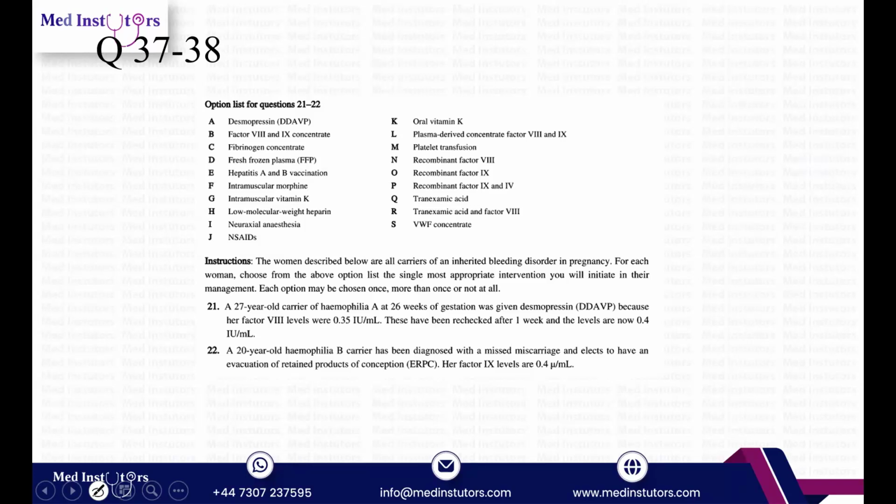As you see, doctor, she's going for evacuation of retained products of conception and her value is 0.4. Okay. And so before an invasive procedure, we have to have values which are higher, right? So here we will have to give her factor 7, right? Hemophilia B is factor 9. So this will be O, recombinant factor 9.